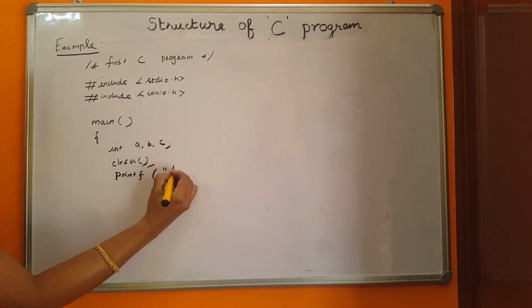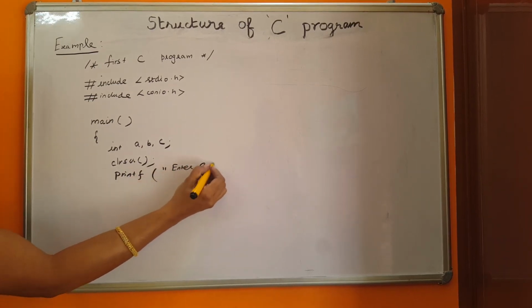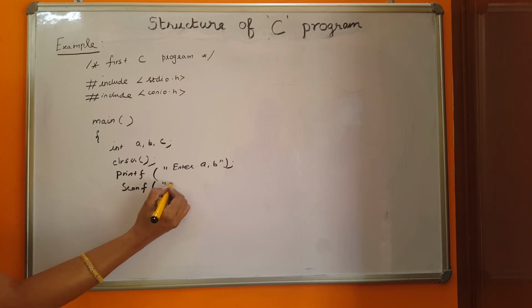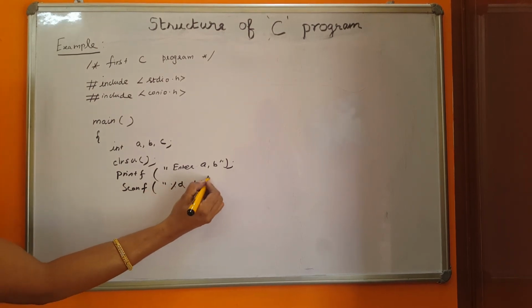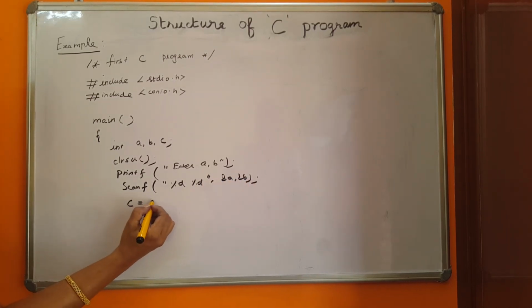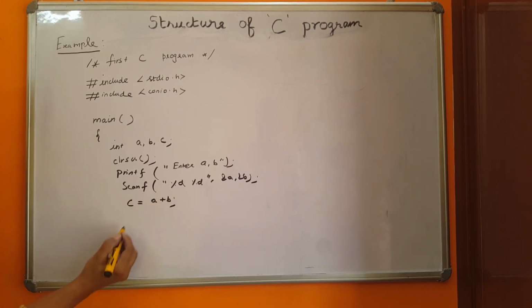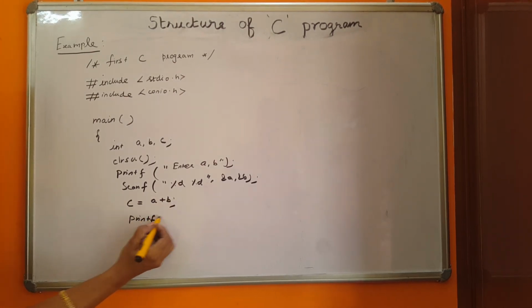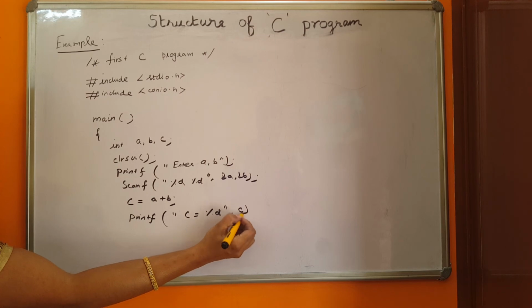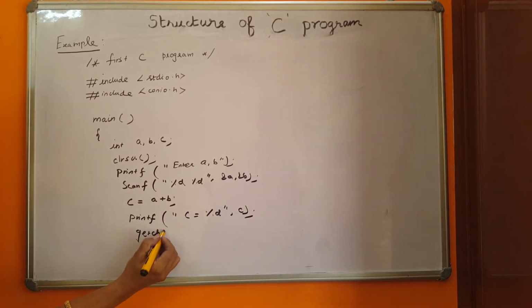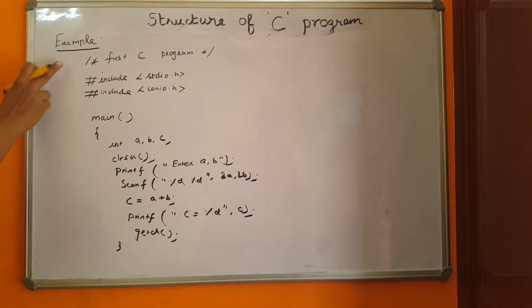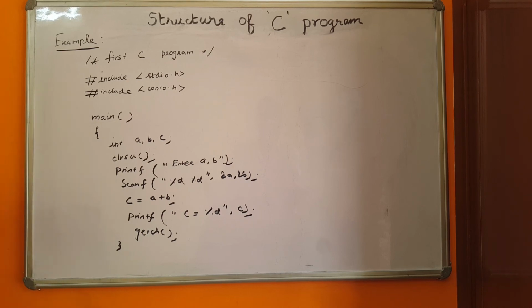It is one of the output statements. Then input statement scanf to get the two input variables. Then calculation C equal to A plus B. Then this is output statement to print the C value. This is the simple C program. In this C program, the documentation section, link section and main function are used.